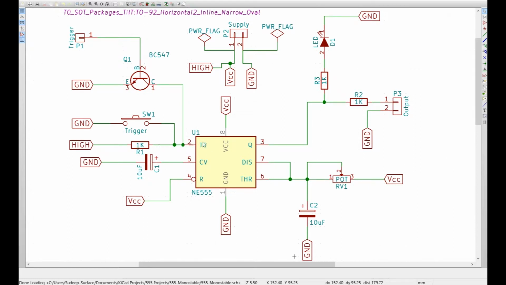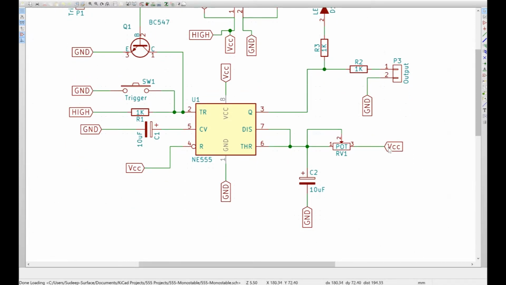The trigger happens when we put pin 2 to 0 volts, ground, and high, or plus 5 volts, is when there is no trigger. So the only main thing that has to be focused on now is pin 6 and pin 7. If we see, both of them are connected together. What we see over here on the right bottom is a potentiometer, a variable resistor, connected with a capacitor, and this capacitor is grounded on one side, and the potentiometer is connected to the power supply.